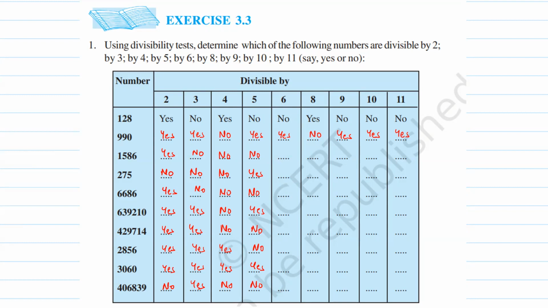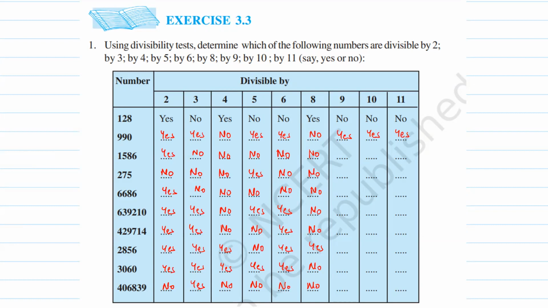Coming to 6, whatever numbers are divisible by both 2 and 3, you can write yes in that. So it is no because it is not divisible by 3. Again no. Again no. Yes because it is divisible by both 2 and 3. Yes. Yes. Yes, and no because it is not divisible by 2. Coming to 8, we see the last three digits. So for 8 it will be no because it is not. Then again no. Again no. Again no. 714 is not divisible by 8. 856 is divisible by 8, 60 is not, and 839 is not.